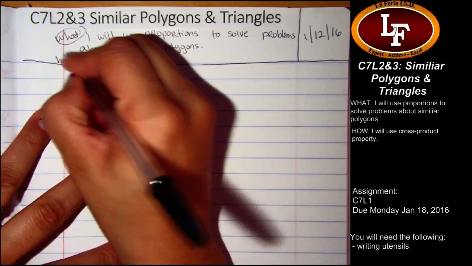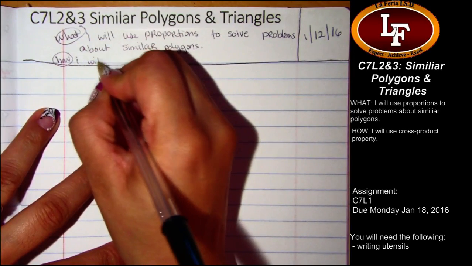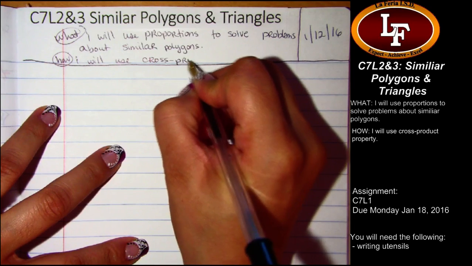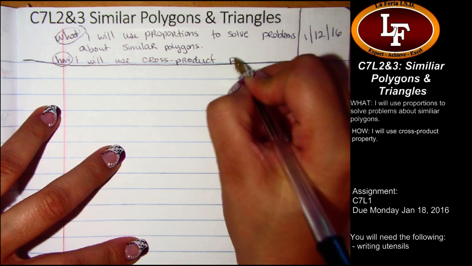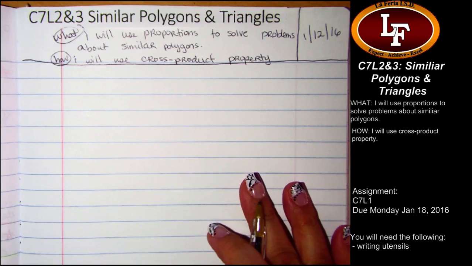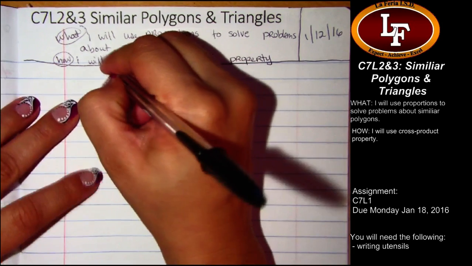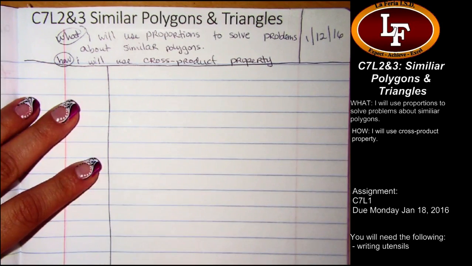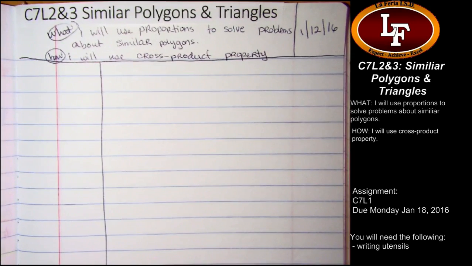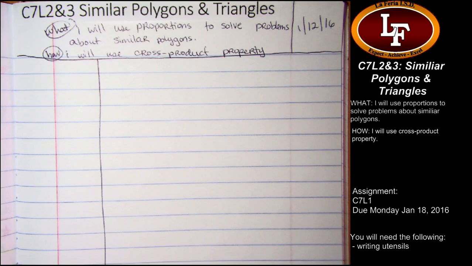Let's look at how we're going to solve these proportion problems. I will use the cross product property. What is the cross product property? From yesterday. The product of extremes and the product of means. The cross product property says that those two products are equal, and that is the long version of cross multiplication.